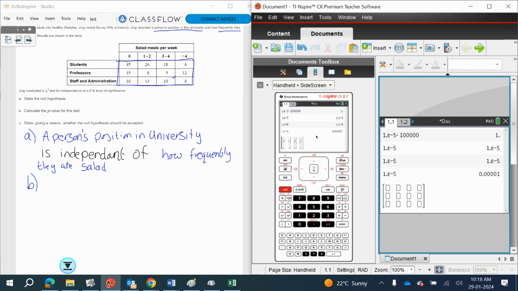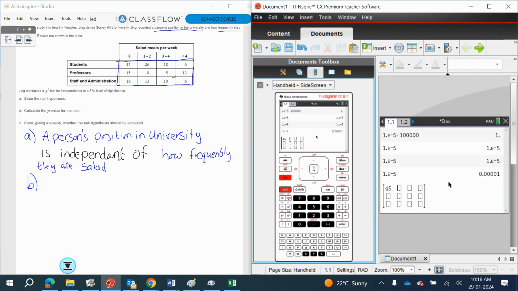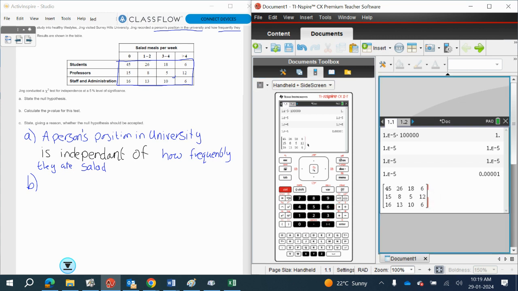So let's type the data in. 45 tab, 26 tab, 18 tab, 6 tab, 15 tab, 8 tab, 5 tab, 12 tab, 16 tab, 13 tab, 10 tab, 6. We want to store this. We press Control and Store, and we can store it in the variable A, and we store the matrix.